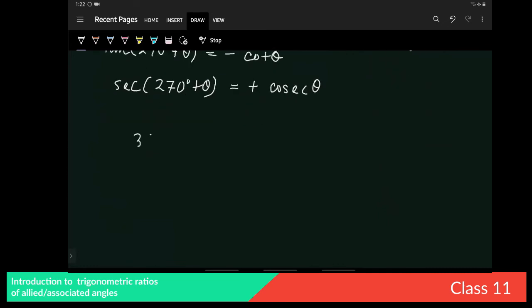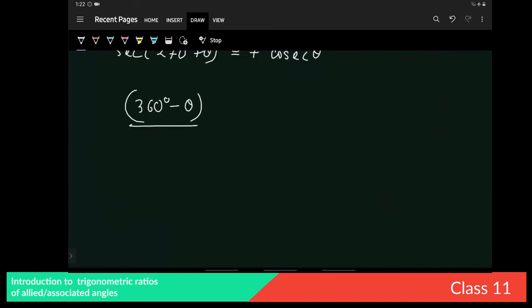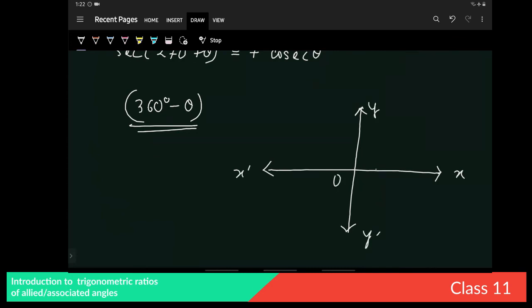Now we are coming to 360 degree minus theta. What is 360 degree? 360 degree means 2 pi. This is y prime, this is origin. 360 degree means this whole angle. So 360 degree minus theta means it is falling under the fourth quadrant. Fourth quadrant means cos and sec will be positive and others will be negative.